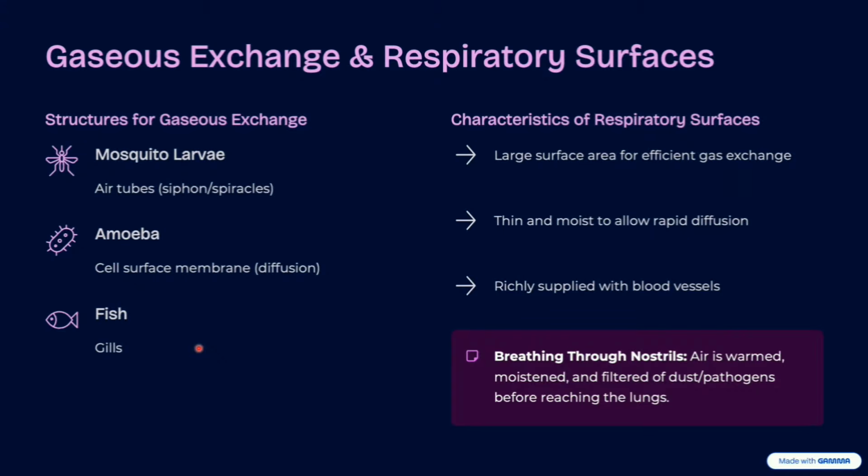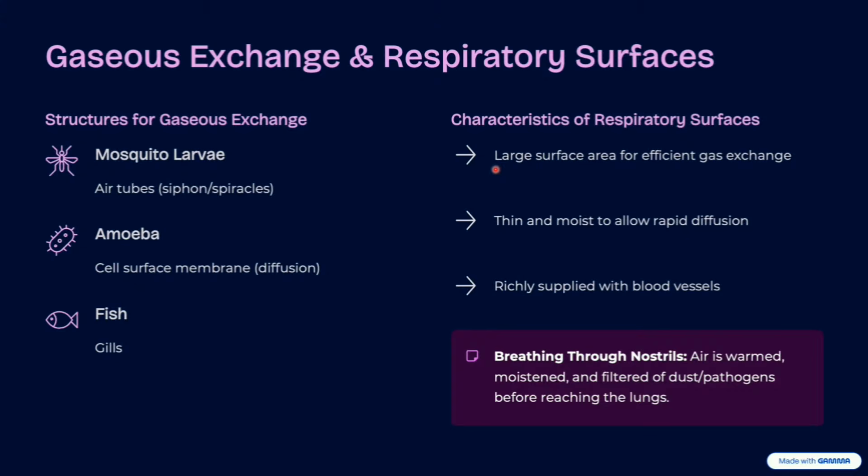Question number 5. State 3 characteristics of respiratory surfaces in animals. 1, they are normally moist, of course, to dissolve respiratory gases. 2, they have thin epithelium to reduce diffusion distance.